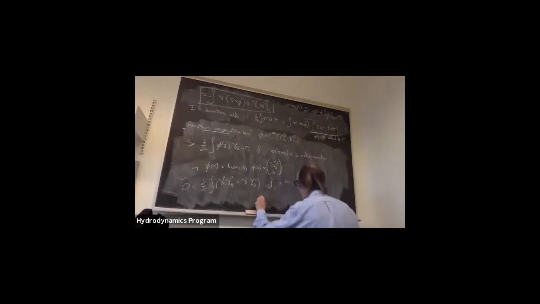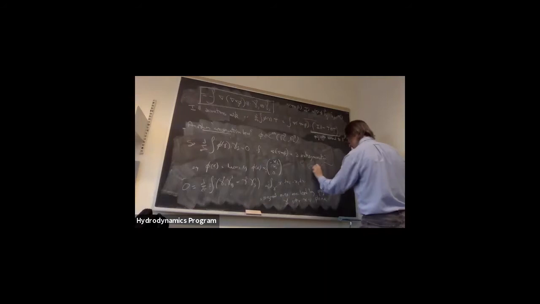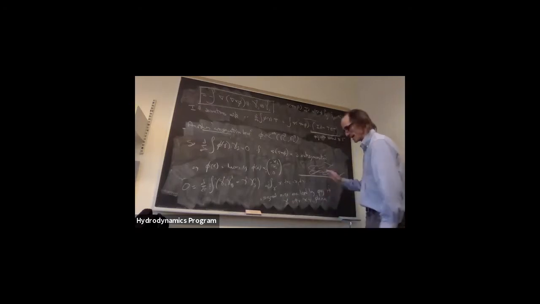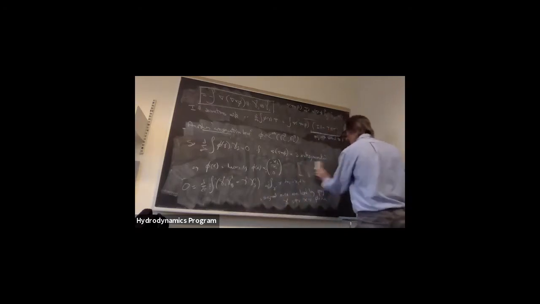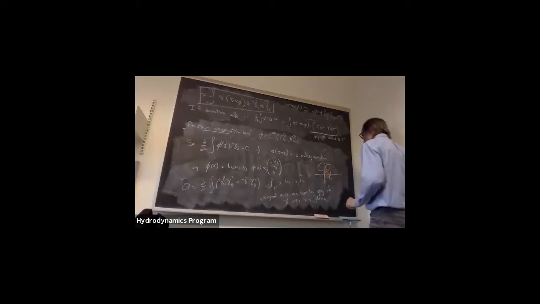So this is the signed area enclosed by the projection of gamma onto the xy plane. In other words, I have this curve in R3. I project it down here and I get a curve in the plane. And well, let me draw a picture of what I mean by signed area. So if this is the projection, then it goes around in a certain direction.